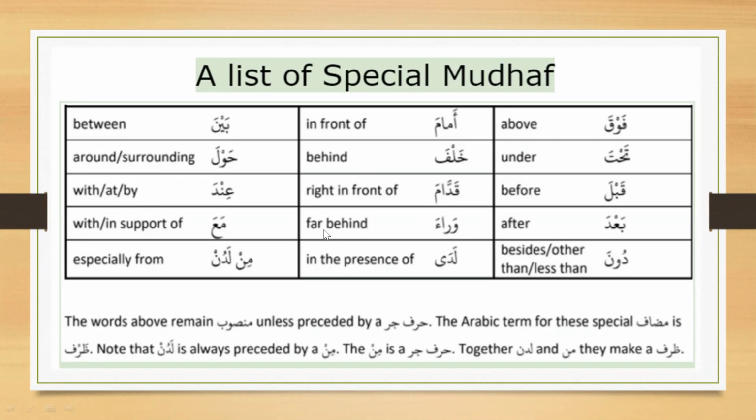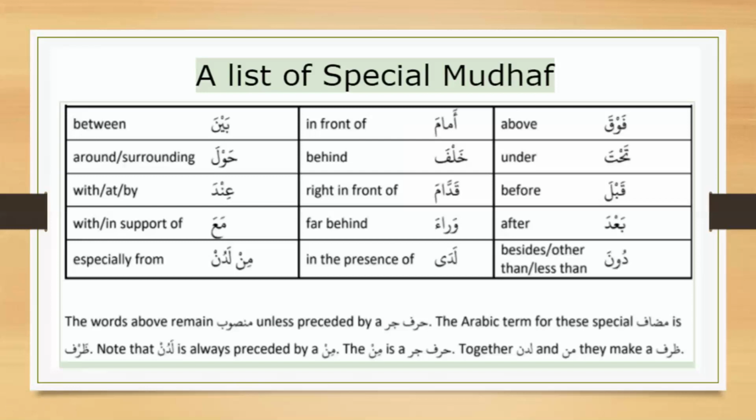Wara'a, far behind or far beyond. Ma'a means with or in support of. And duna, sometimes it gives the meaning of other than, sometimes less than, sometimes besides. And ladai, in the presence of. And min ladun, especially from. So these are special mudaf.